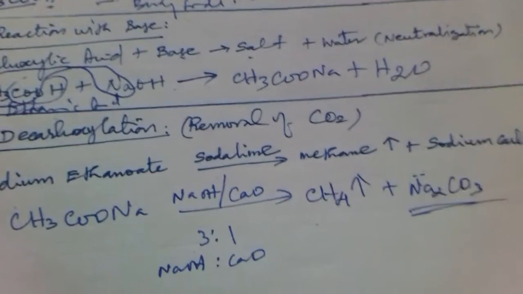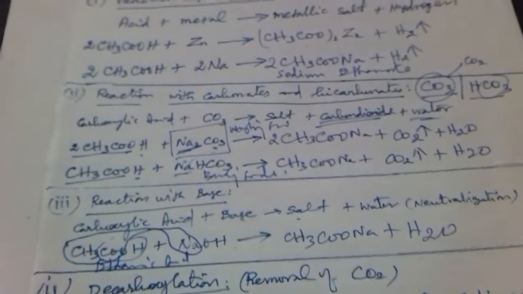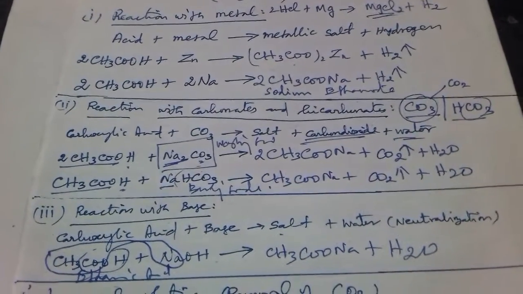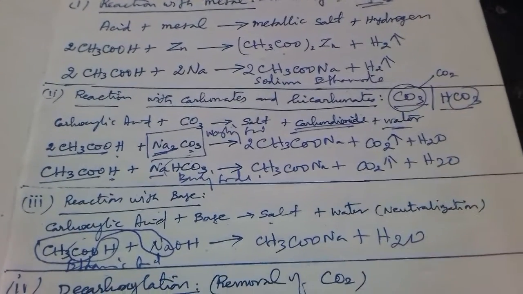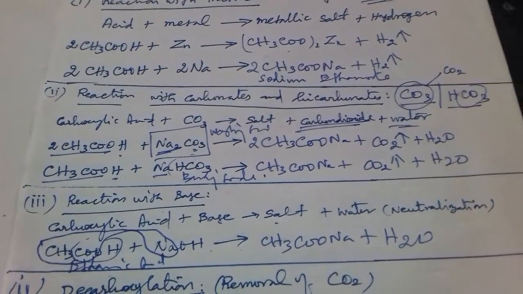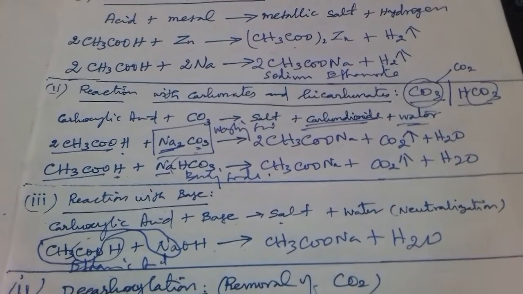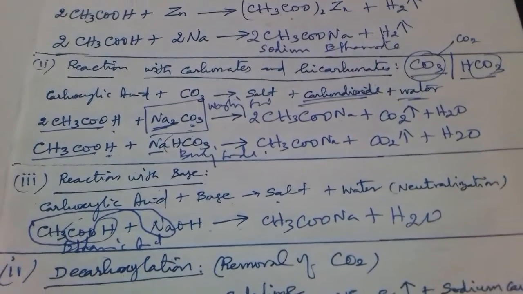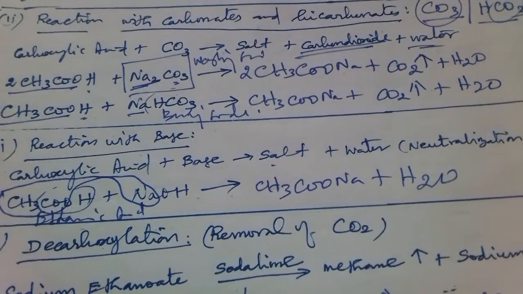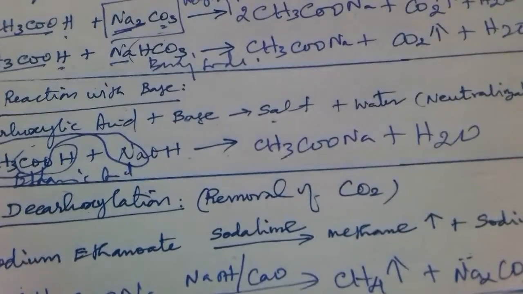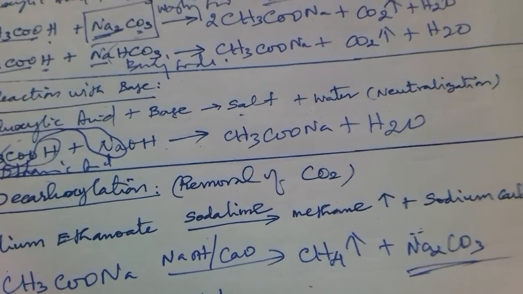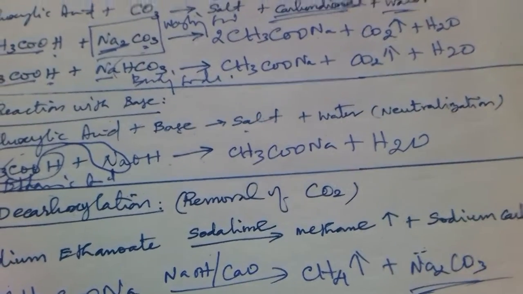So these are the simple reactions given here in your text. Only 4 reactions. First is reaction with metal to give a metallic salt and hydrogen. Second is reaction with carbonate and bicarbonate, where sodium ethanoate, carbon dioxide and water are formed. Third is reaction with base, where salt and water are formed, which is also called the neutralization reaction. Then removal of carbon dioxide is called the decarboxylation reaction. This takes place in the presence of sodium hydroxide and calcium oxide, which is called soda lime.